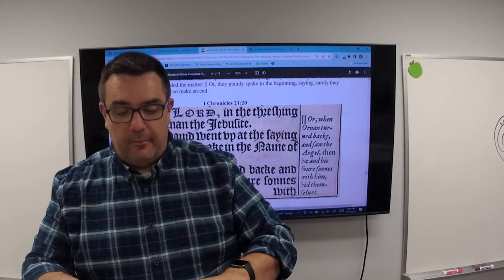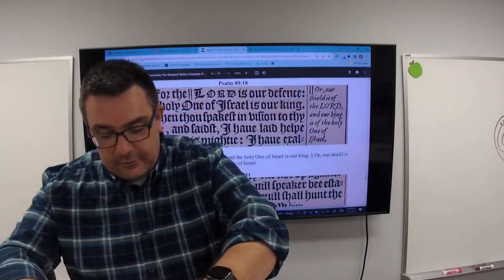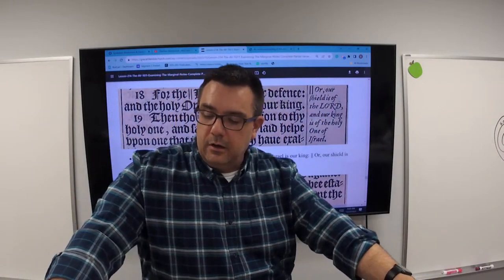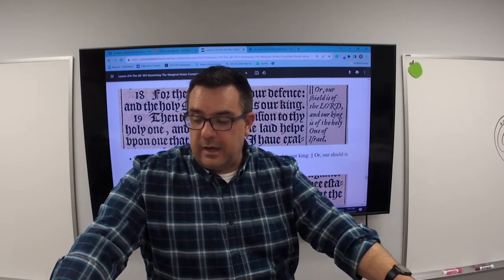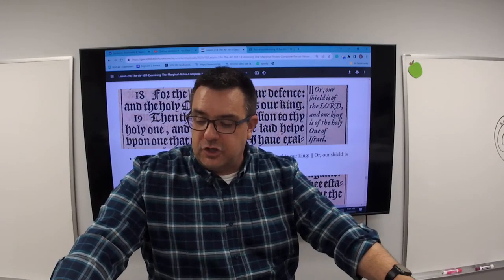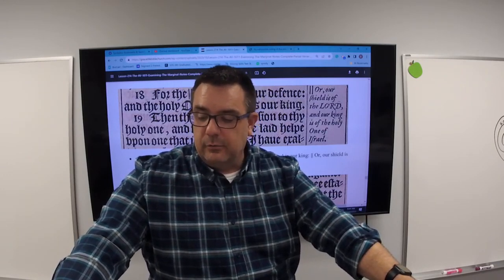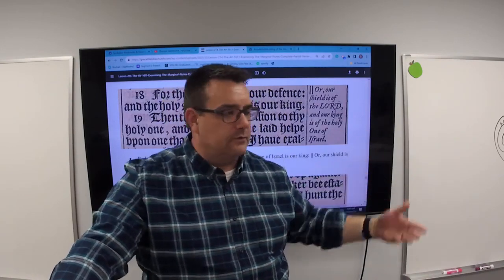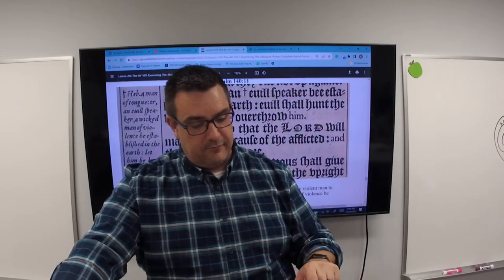We could go to Psalm 89:18. The text says, "The Lord is our defense, and the Holy One of Israel is our King." The margin says, "Our shield is of the Lord, and our King is the Holy One of Israel." So shield versus defense. Obviously, a shield is a defensive weapon. Again, you could decide for yourself what you make of that.